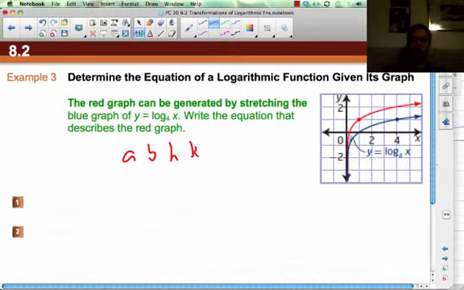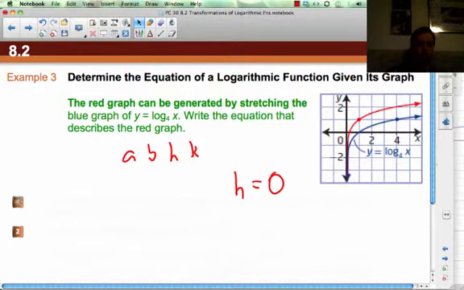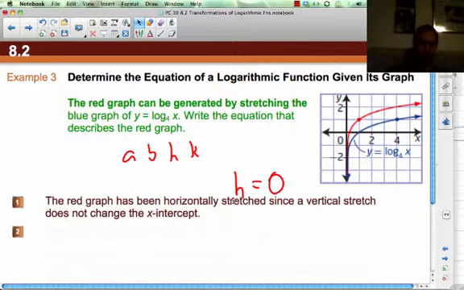So let's see what we've done here. Now notice your vertical asymptote has not changed at all, it's still 0, which means there is no horizontal shift. H is 0, so we have already eliminated that as a possibility. All right? So let's move forward. Red graph hasn't been horizontally stretched, that's what I just said.